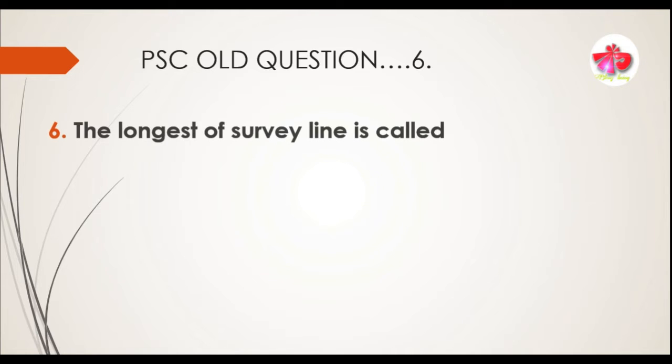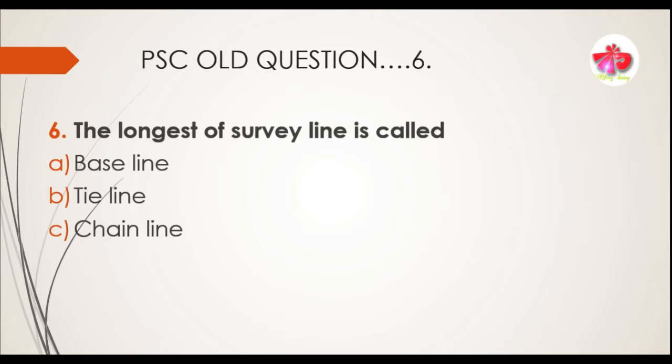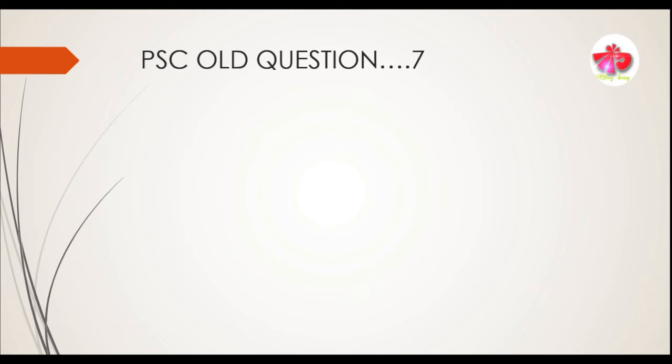Question number 6. The longest of the survey lines is called option A, baseline. Option B, tie line. Option C, chain line. And option D, horizontal line. So friends, the longest of the survey lines is called baseline. Option A.